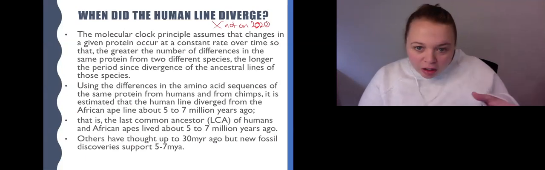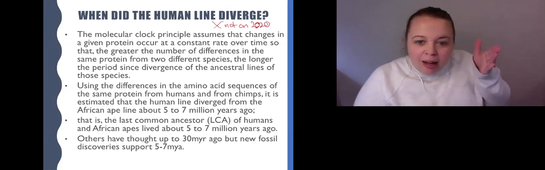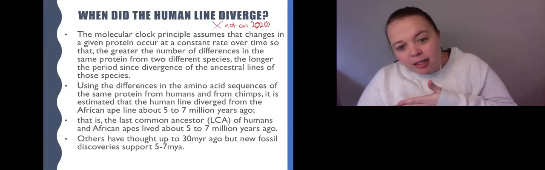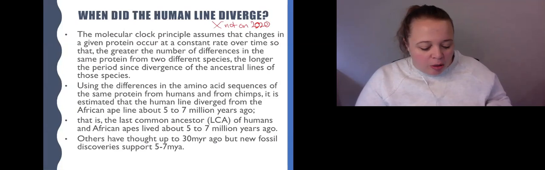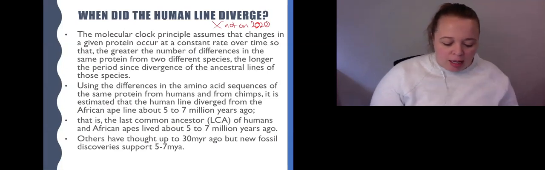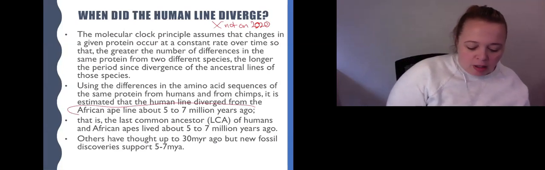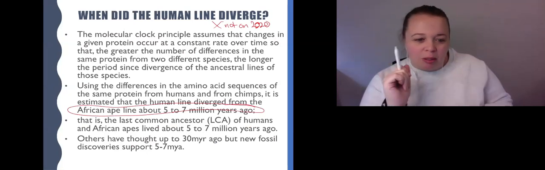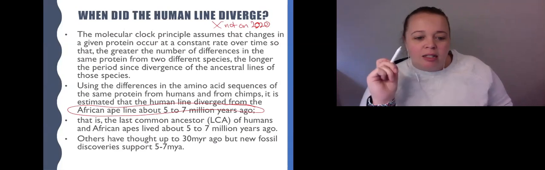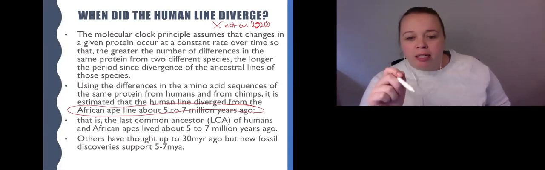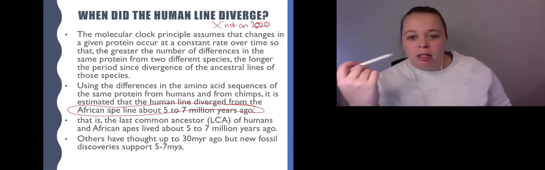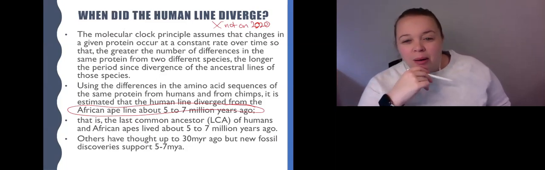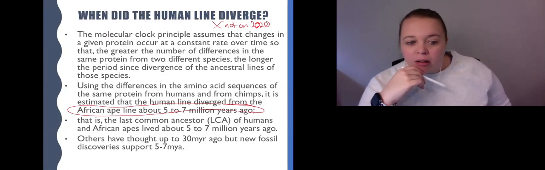But the molecular clock principle, the one that I talked about, gives the impression that a protein will change at a certain rate over time. And so when we've looked at those, we think that the first hominin diverged from the African ape line somewhere between 5 to 7 million years ago. So the most recent common ancestor of humans, gorillas, apes and chimpanzees must have existed about 5 to 7 million years ago.